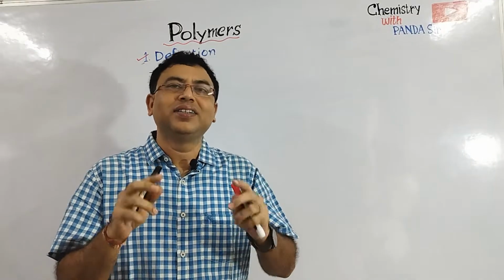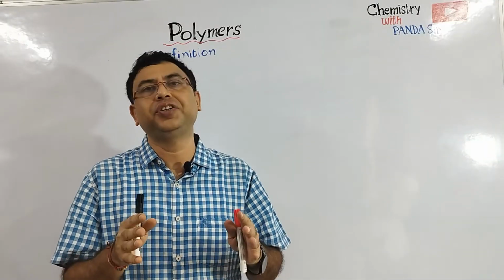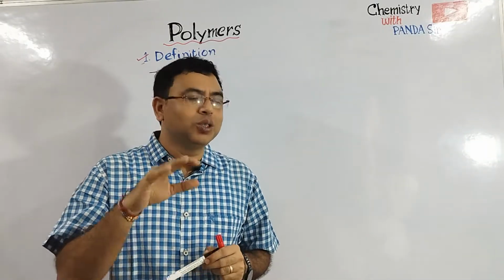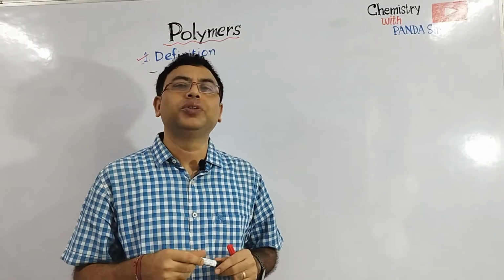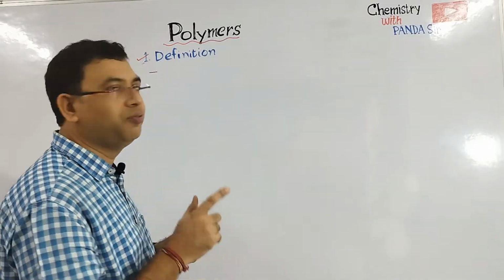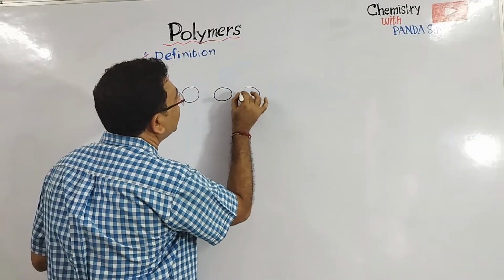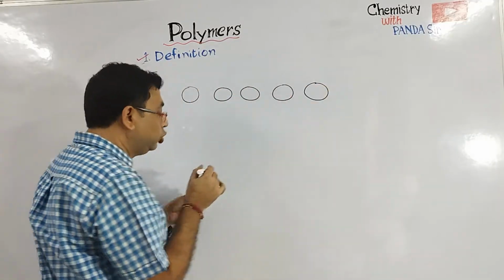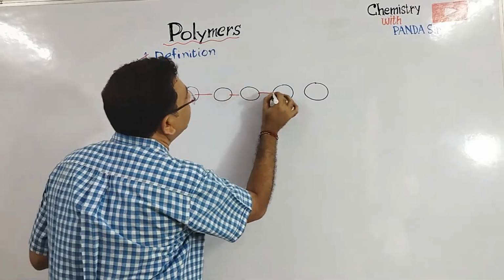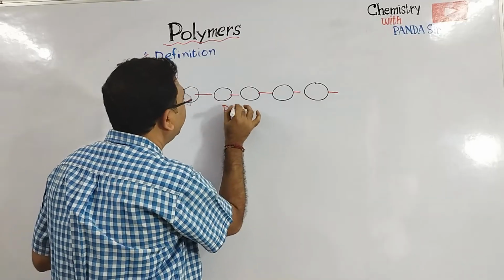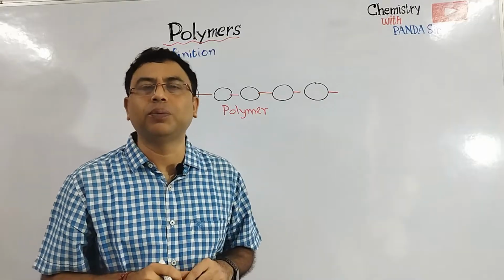Now let us start with the definition of the polymer. Many of us know the definition of the polymer, but still, because we stated that we are going to discuss in the easiest way, let's start with the definition very quickly. Now see, there are many monomers. When many monomers are joined together, then it becomes a polymer. You can consider this the definition of the polymer.